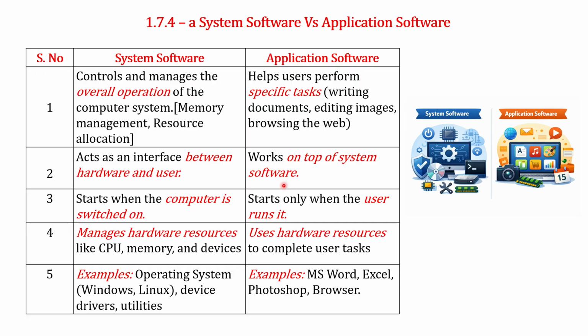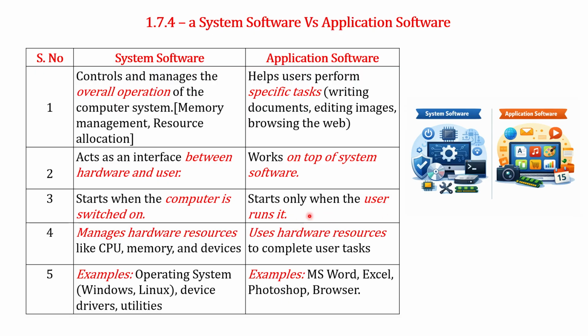Whenever a user wants to perform a specific task, he will communicate with the system software, and the system software will control the memory management and resource allocations, and help the user to perform the specific task. The system software starts when the computer is switched on, whereas the application software starts only when the user runs it. Whenever the computer is switched on, the operating system will be loaded. That is the system software. Whereas the application software will be executed only when the user runs it.